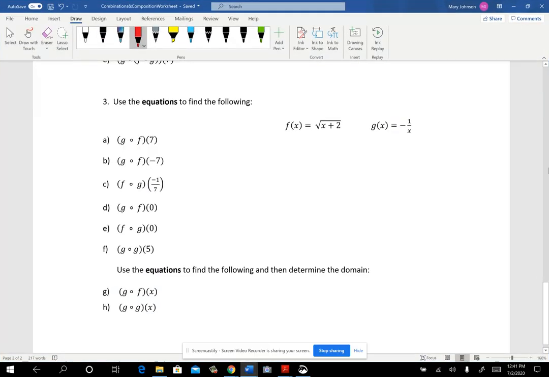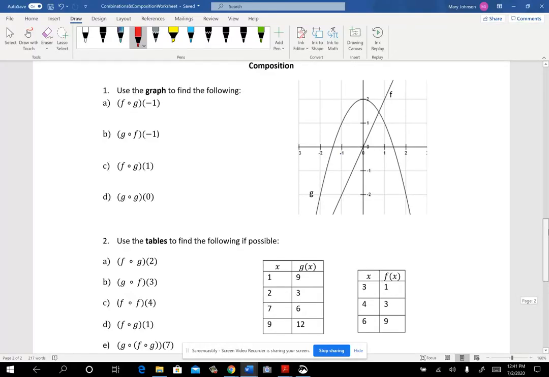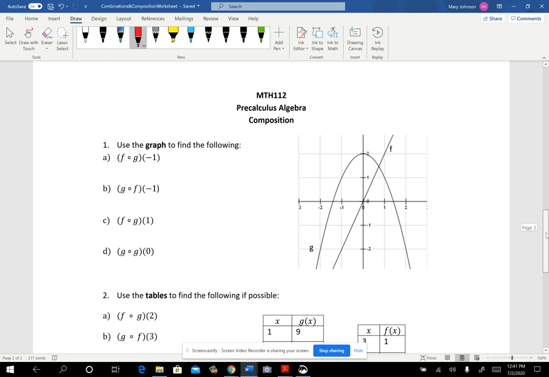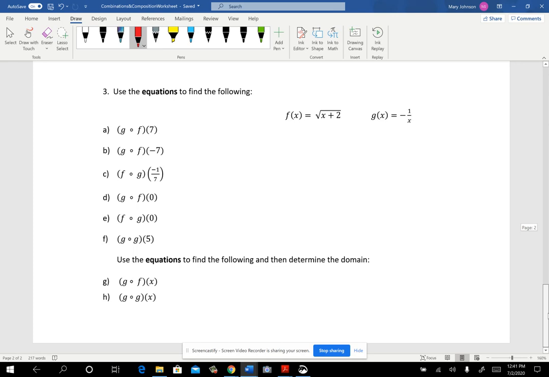All right, in this video, we're going to be looking at composition of functions. Okay, so that's that operation that you don't do with numbers, you just do with functions. And we're going to look at how to do that when we're given graphs, tables, or equations. All right, before we do, though, I want you to see the big difference between composition and combinations to make sense of the difference.